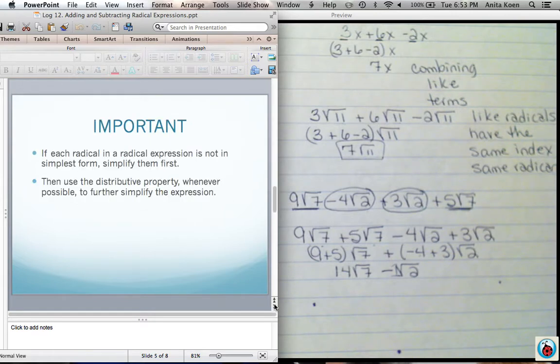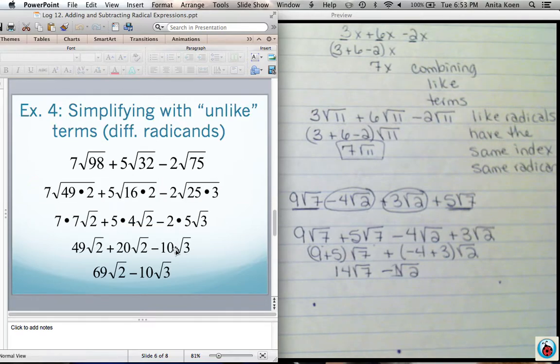Some very, very important information. If each radical in a radical expression is not in simplest form, then we have to simplify them first. Then we can use the distributive property whenever possible to further simplify the expression. We must simplify first if it's not in simplest form. Okay, let's look at an example.